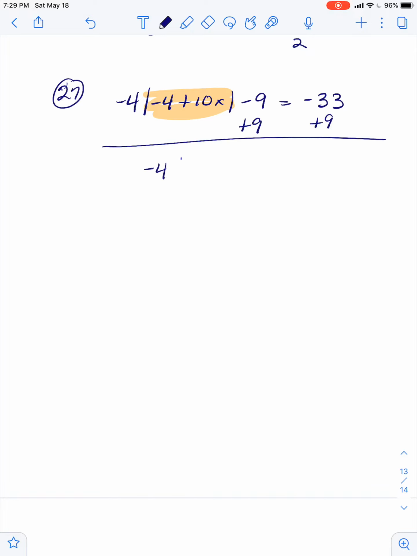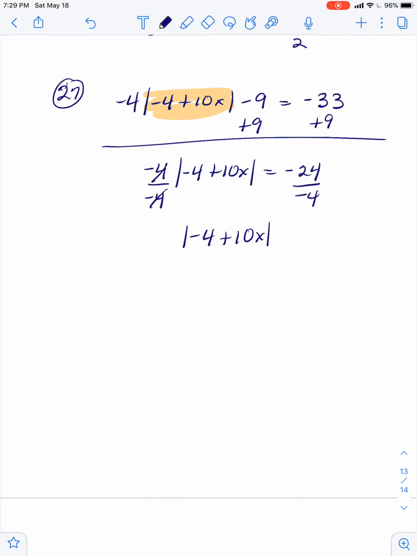Okay, and then the final one is 27. So a negative 4, okay. So here is my absolute value piece of it. So again, kind of how I did the others, guys, you want to leave it alone. So that means I'm going to need to add the 9 over. Remember, we always add and subtract first. That would be a negative 24. Now I'm going to divide off the negative 4.